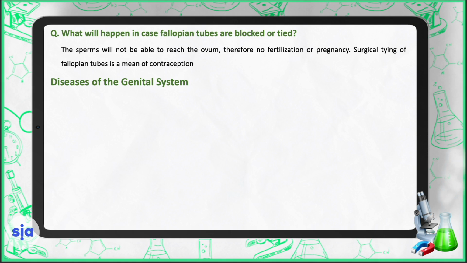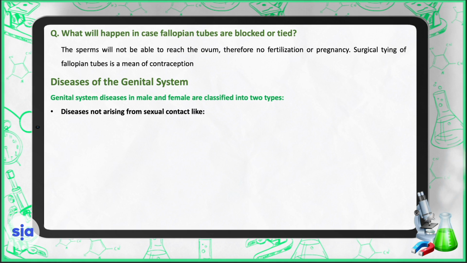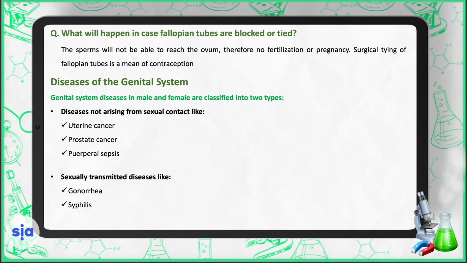Diseases of the genital system. Genital system diseases in male and female are classified into 2 types. Diseases not arising from sexual contact, like uterine cancer, prostate cancer, and puerperal sepsis. And there are diseases that are sexually transmitted, like gonorrhea, syphilis, and AIDS, of course.